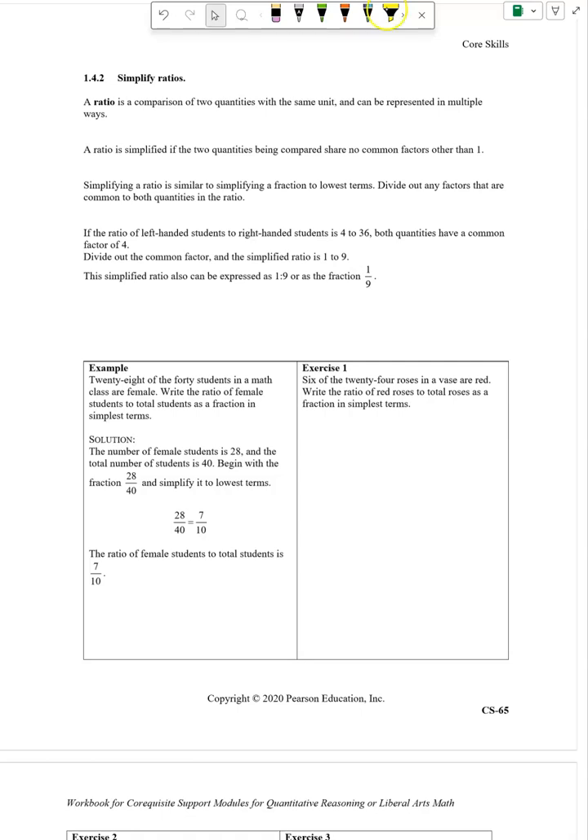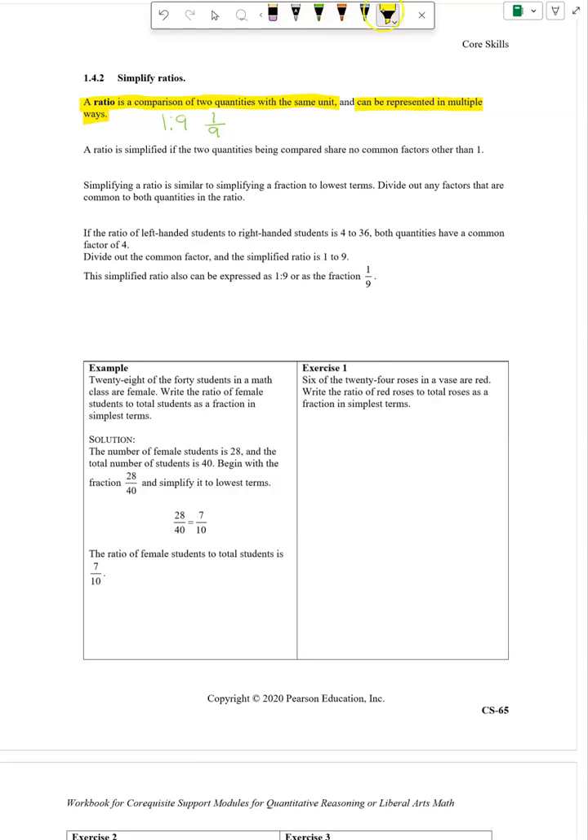So a ratio is a comparison of two quantities with the same unit, and it can be represented in multiple ways. You could write it like 1, 9, or you could write it like 1 divided by 9. It's the same thing. The ratio can be expressed as both of those.